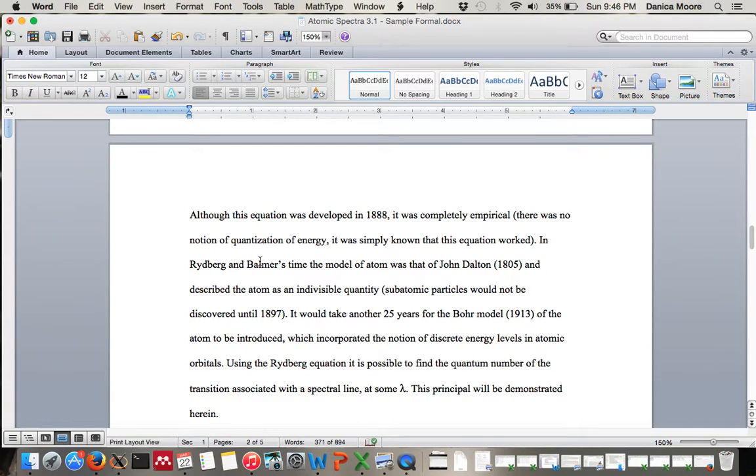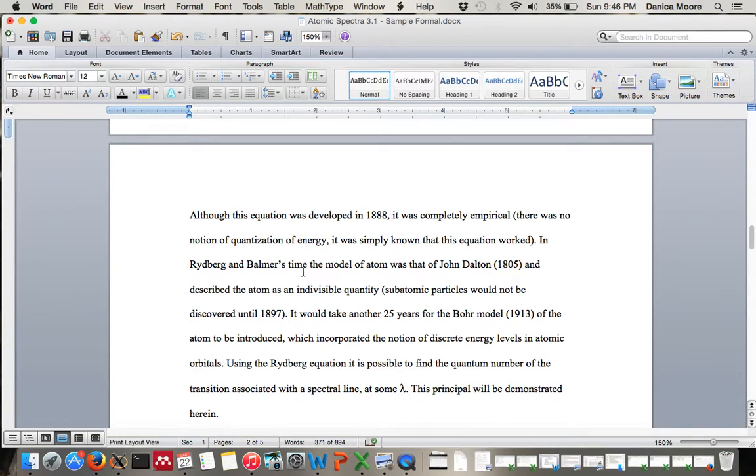Nobody had any idea about subatomic particles in 1888. That discovery hadn't been made yet. So they had found this equation in a kind of ad hoc way. Like, well, it seems to work all the time in this way, so we'll go with it. This will be the equation that we'll use. But it wasn't actually justified until far later. Okay, so that's what empirical means.